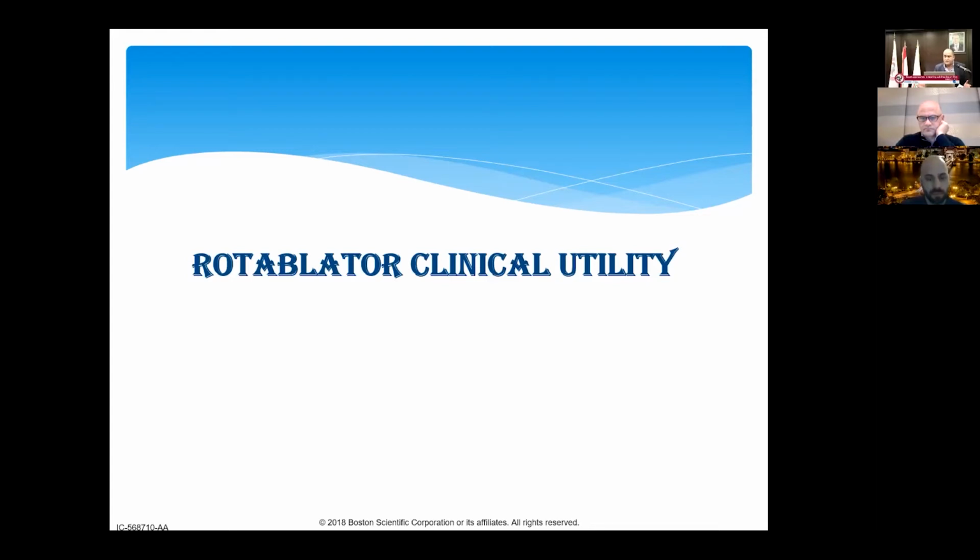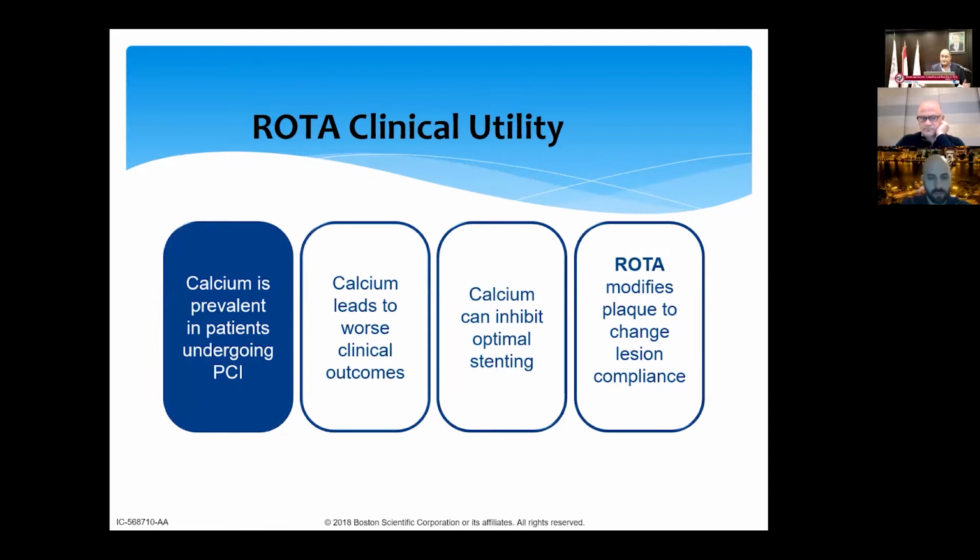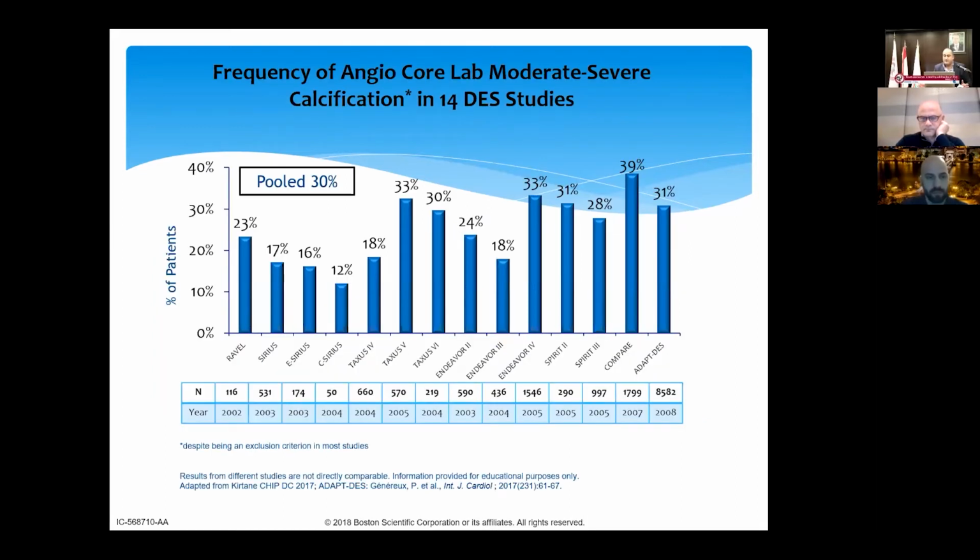And rotablator clinical utility, as we know, the calcium is a growing problem that can negatively impact PCIs if left undertreated. So calcium is really prevalent in patients undergoing PCI. I will show here the diagram published by Philippe Généraux in 2017, the sum of 14 DES studies that conclude the number of calcified lesions in these studies, like RAVEL, SIRIUS, TAXUS, COMPASS, ADAPT-DES, all of them, approximately we have 30% of calcified lesions in these 14 DES studies.